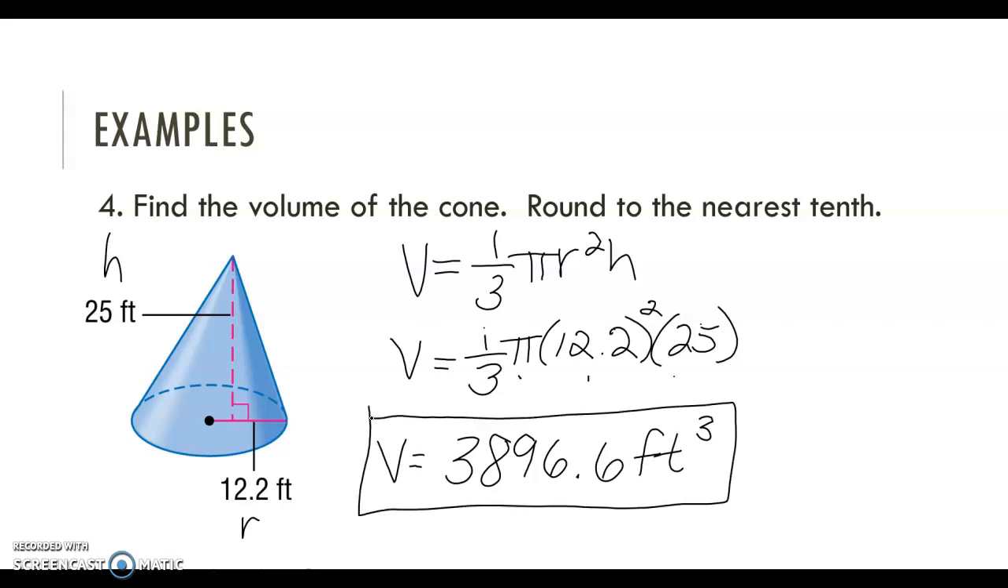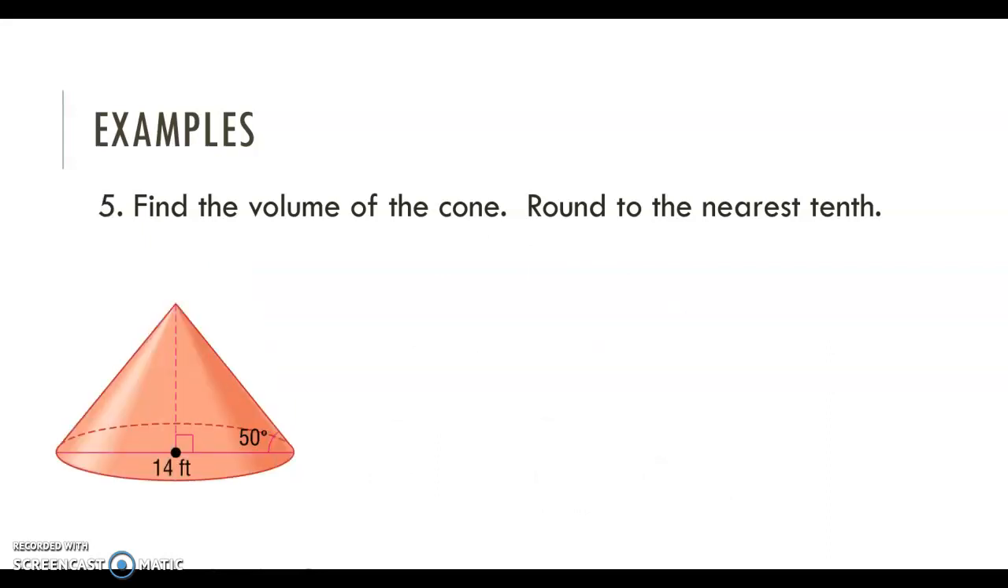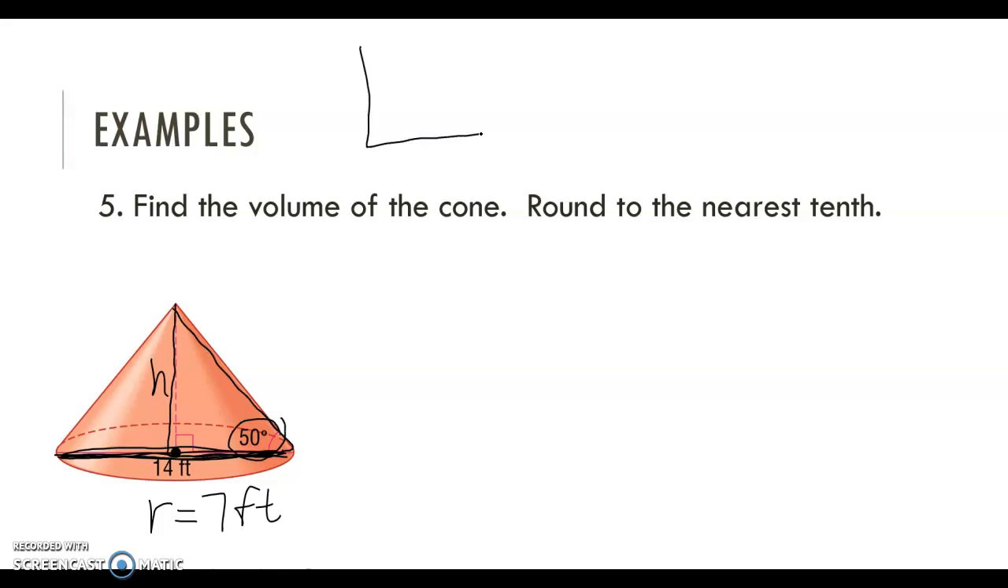Okay, and one final example here with our cones. So we are given, again, we're finding the volume. We are given this cone. They are showing us that the diameter is 14. That's what that whole line means. So my radius is going to be 7 feet. And I need to find the height given this right triangle that I have formed here, and the fact that I know this angle. So I'm going to do some calculations at the top.